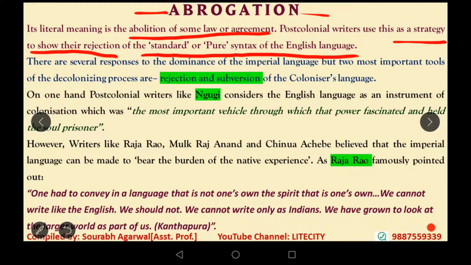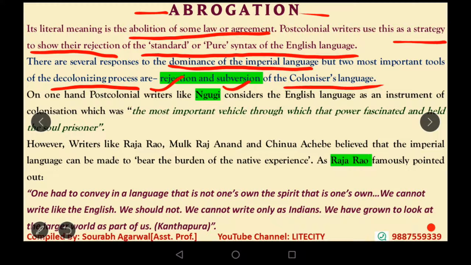There are several, in fact, if we go to the background, there are several responses to this dominance of the imperial language. Two most important tools of the decolonizing process: first is rejection of the English language and second is subversion of the colonizer language. Okay, there are now two ways to revolt. First is to reject English language completely and second is to use it but subvert it according to our needs.